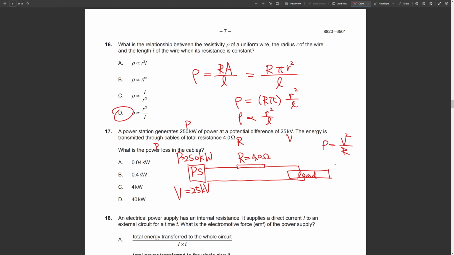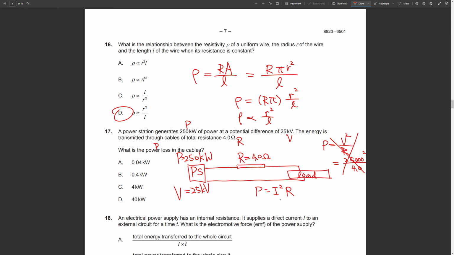If you got tempted to use the equation 25,000 squared divided by the R of 4.0, it is definitely wrong, because you are mixing two different subjects within the same equation. So don't make this mistake. Instead, to get the power loss in the long cable, you should use I squared R. Make sure you apply everything to the cable.